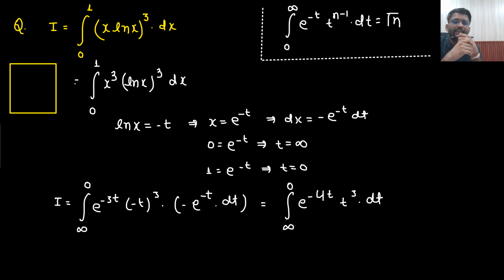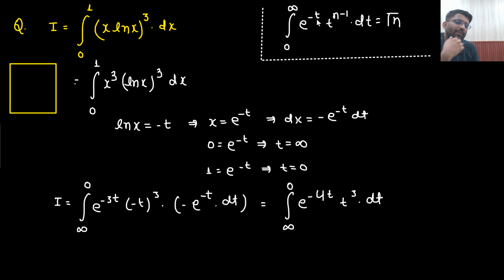Understandable? The negative sign is not going out, right? x is e to the power minus t, no? So e to the power minus 3t, and the negative sign is this time not coming out. So that negative sign I will have to take. So this is the scenario that we are getting: infinity to 0, e to the power minus 4t, t to the power 3.